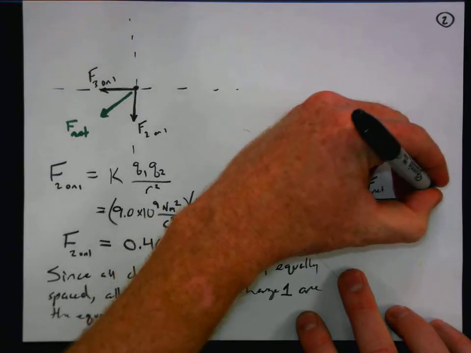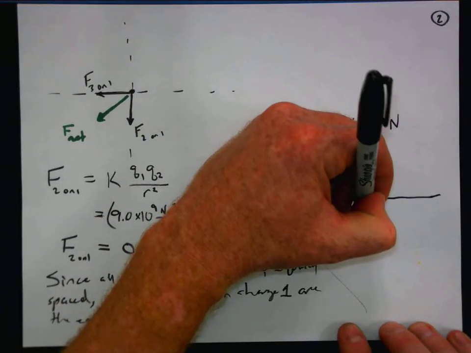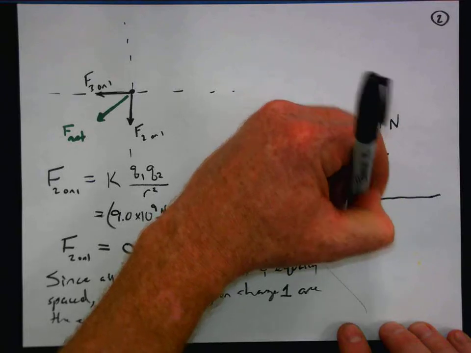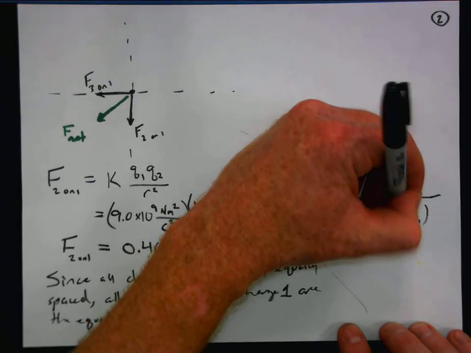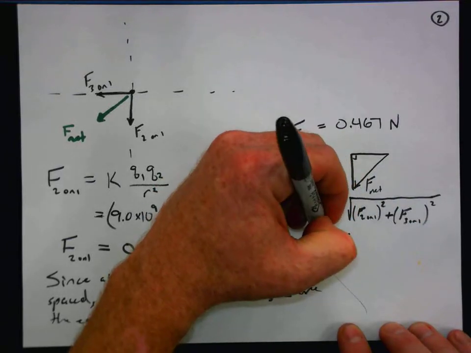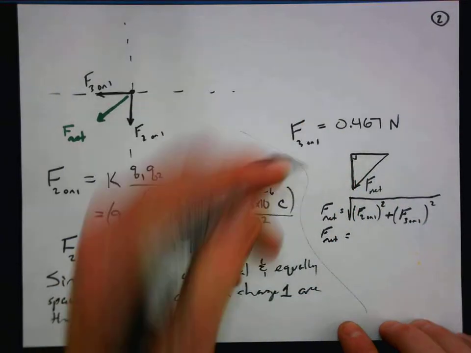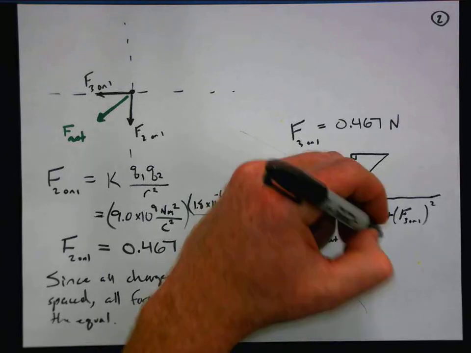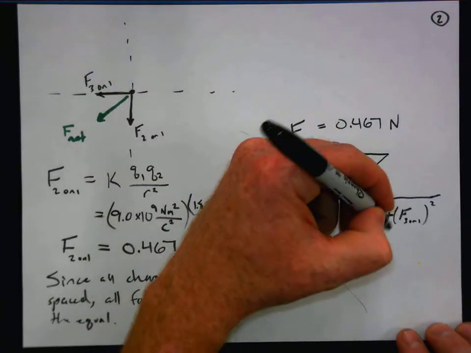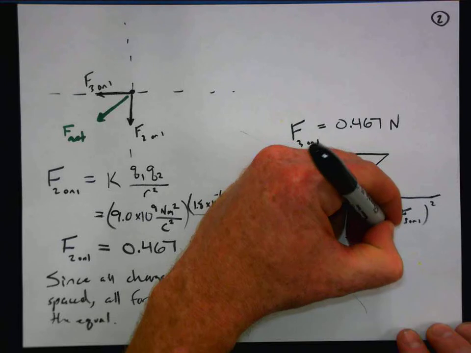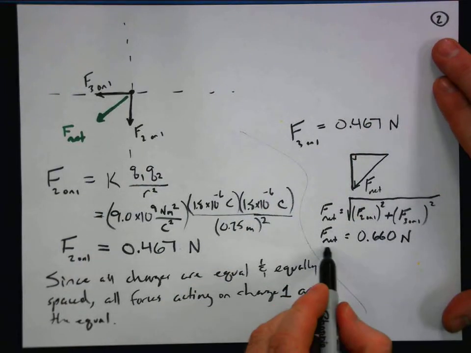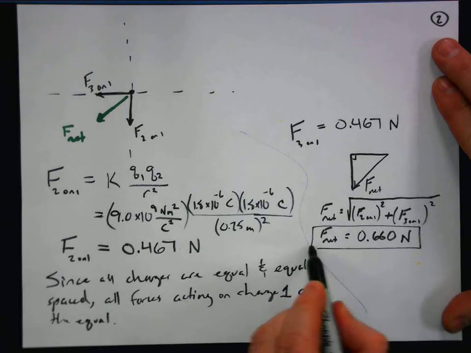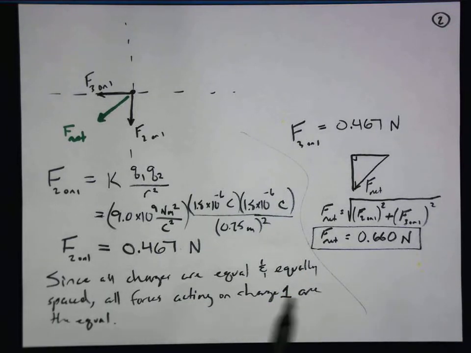Show the work, show the work, show the work. Okay, so force of 2 on 1 squared and force of 3 on 1 squared. Brilliant. Gonna get an answer of 0.660 newtons. Boom. Is good. Right there. I have an answer. I put it in the box because I want my teacher to see it.